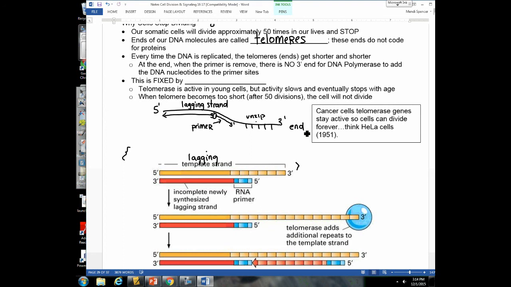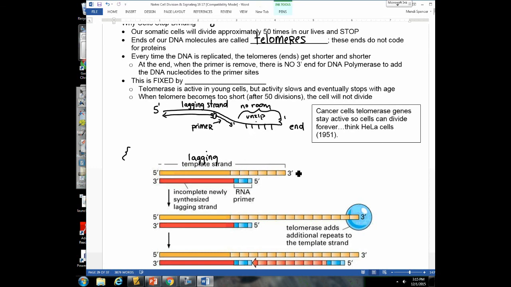But here's the problem. Sometimes at the very, very end, there is no room to put a primer. We can't put a primer on there. DNA polymerase can't attach. There's not enough room. So this part of the DNA does not get replicated.